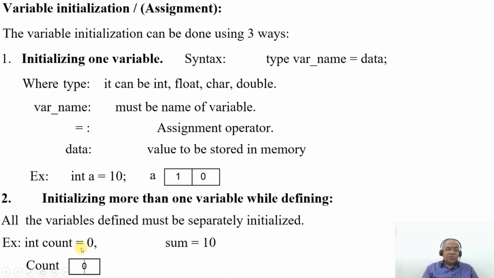Since count is equal to 0, and an integer should have 2 bytes, the memory location is 2 bytes. So 0 will be there. Similarly, sum is equal to 10. So the bytes is 2, and you can see 1 and 0 here.